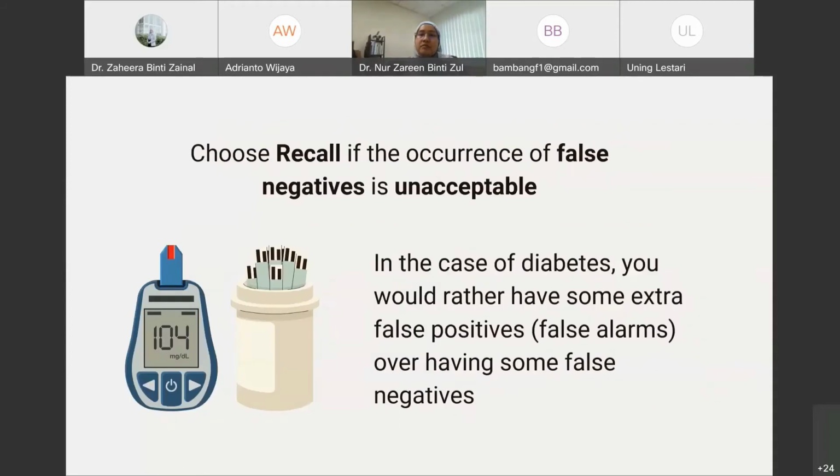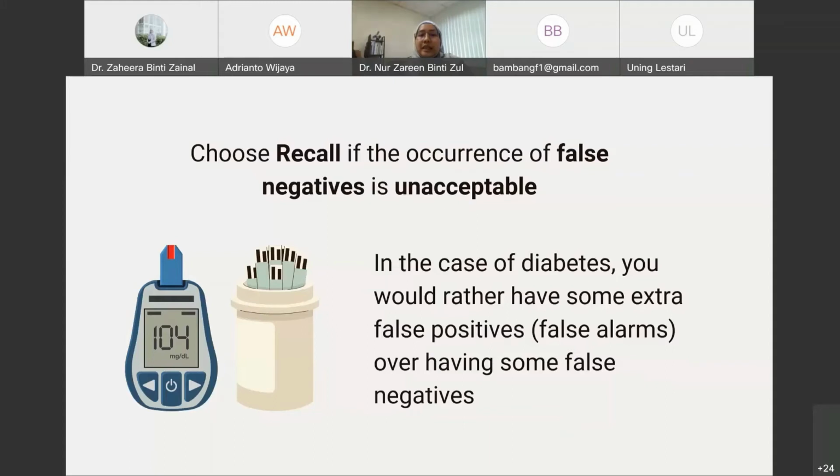However, in the case of diagnosing patients for diabetes, cancer, whatever, you would rather have some false positives, okay, so false alarms. You wouldn't mind having false positives in comparison to having false negatives. So false positive means that you diagnose someone as having diabetes when he actually does not have diabetes, as compared to you diagnosing someone as not having diabetes but he actually has diabetes.